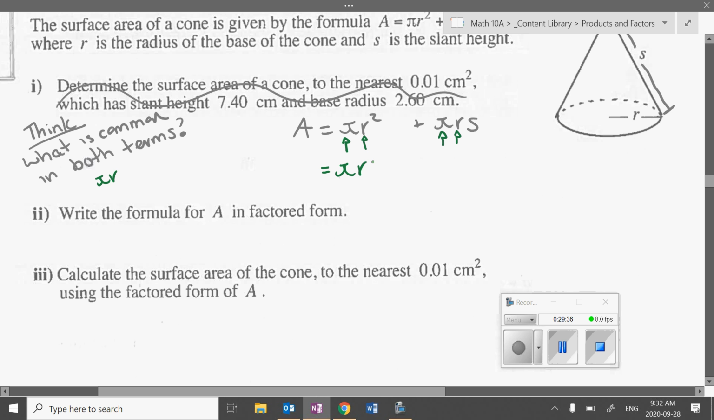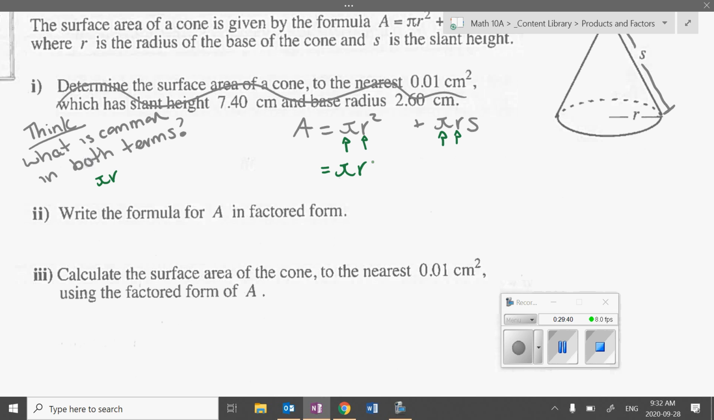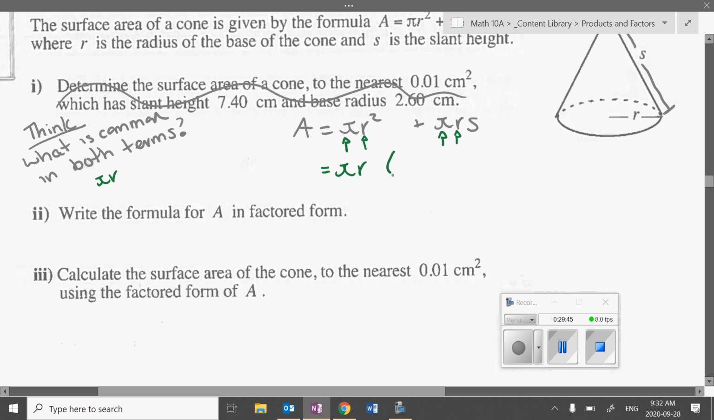Remember, pi is just a number. We'll always use the pi symbol in grade 10, but it is just a number. So it's like we're factoring out a 3 from both of these. My first term, I'm still left with 1r. My second term, I'm left with an s.